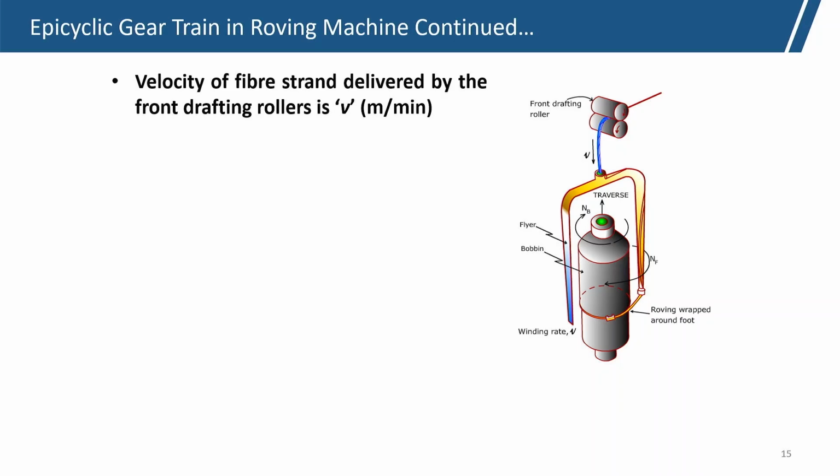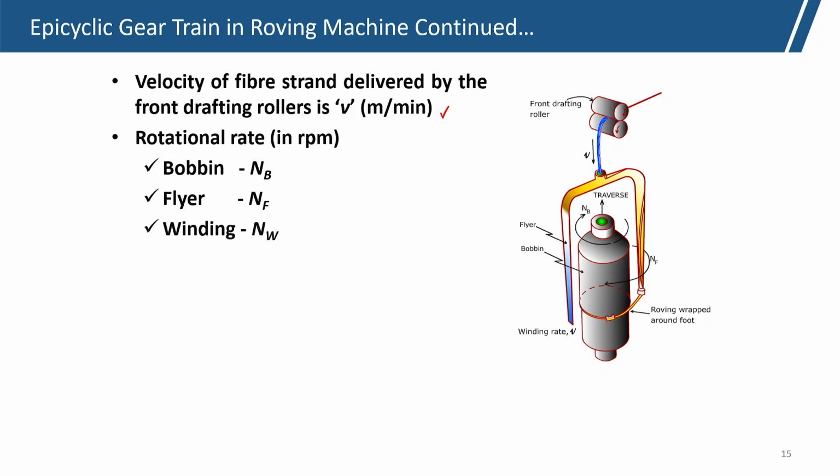The velocity of the fiber strand delivered by the front drafting roller is V. This is the front drafting roller, the velocity is V, and the rotational rates in RPM: bobbin RPM is NB, and flare RPM is NF. And what is winding RPM? Winding RPM is the effective winding RPM at a particular bobbin diameter, which is NB minus NF.